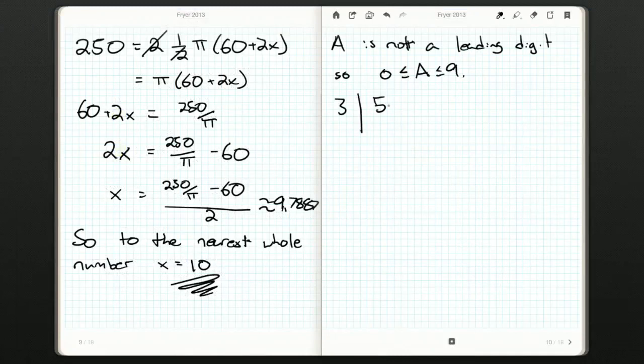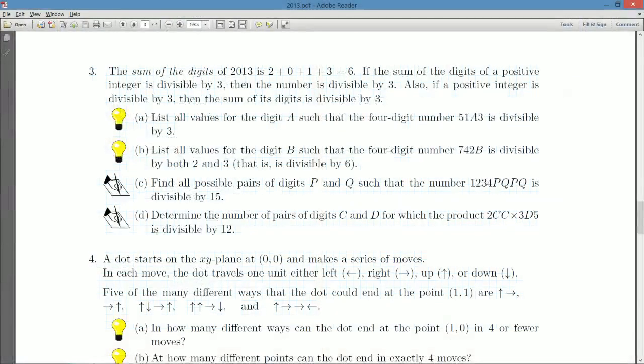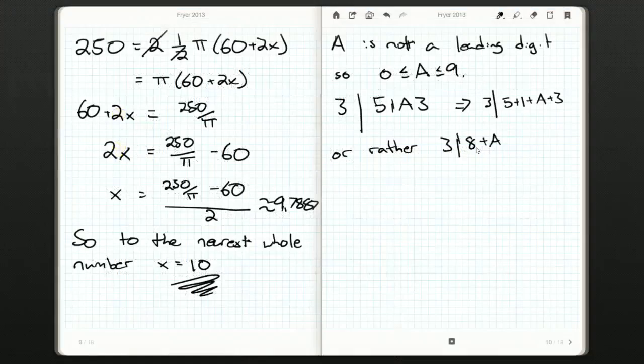Now, 3 divides 51A3. Well, that implies that 3 divides 5 plus 1 plus A plus 3. Or really 3 divides 8 plus A. Oh, sorry, 9 plus A. Do I have these numbers right? Yeah. Okay. Always got to double check, otherwise you're not solving the question they asked for and you get 0 marks. So 9 plus A.